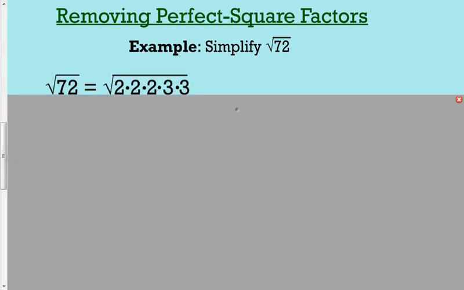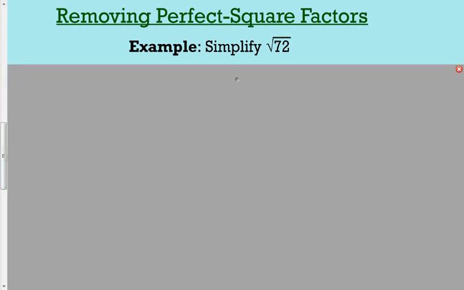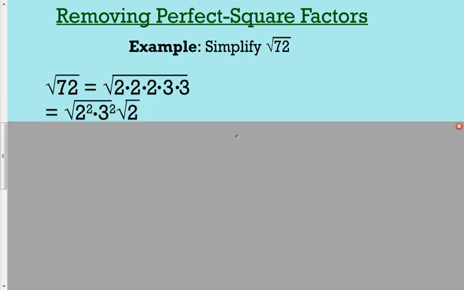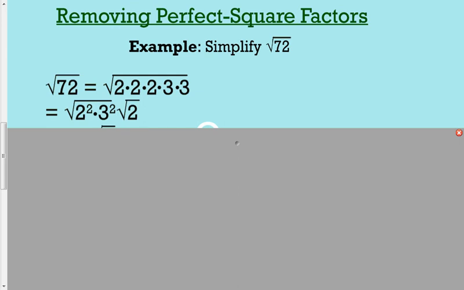Here's one way when you have the square root of 72. If you think about it, we can break that apart by all its prime factors. 2 times 2 times 2 times 3 times 3 would get you 72, which would be the square root of 2 squared times the square root of 3 squared, and then you have one more square root of 2.